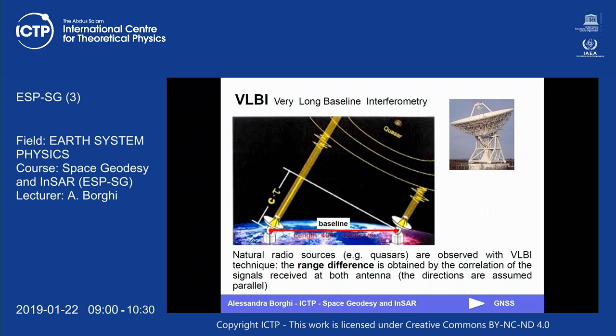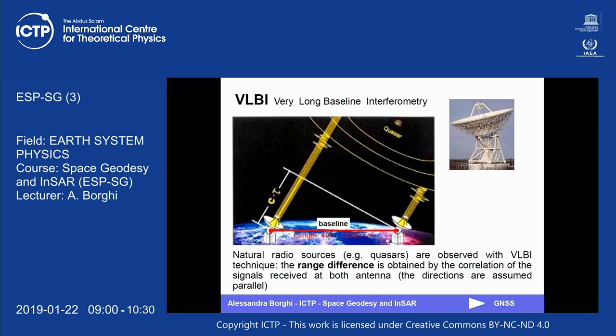And these antennas are shared with the astrophysical community. There is a planning for how to use these antennas because we need the signal of these radio sources. So all the antennas have to be directed in this direction for a fixed period, so we need to share this experiment time with the astrophysics community.